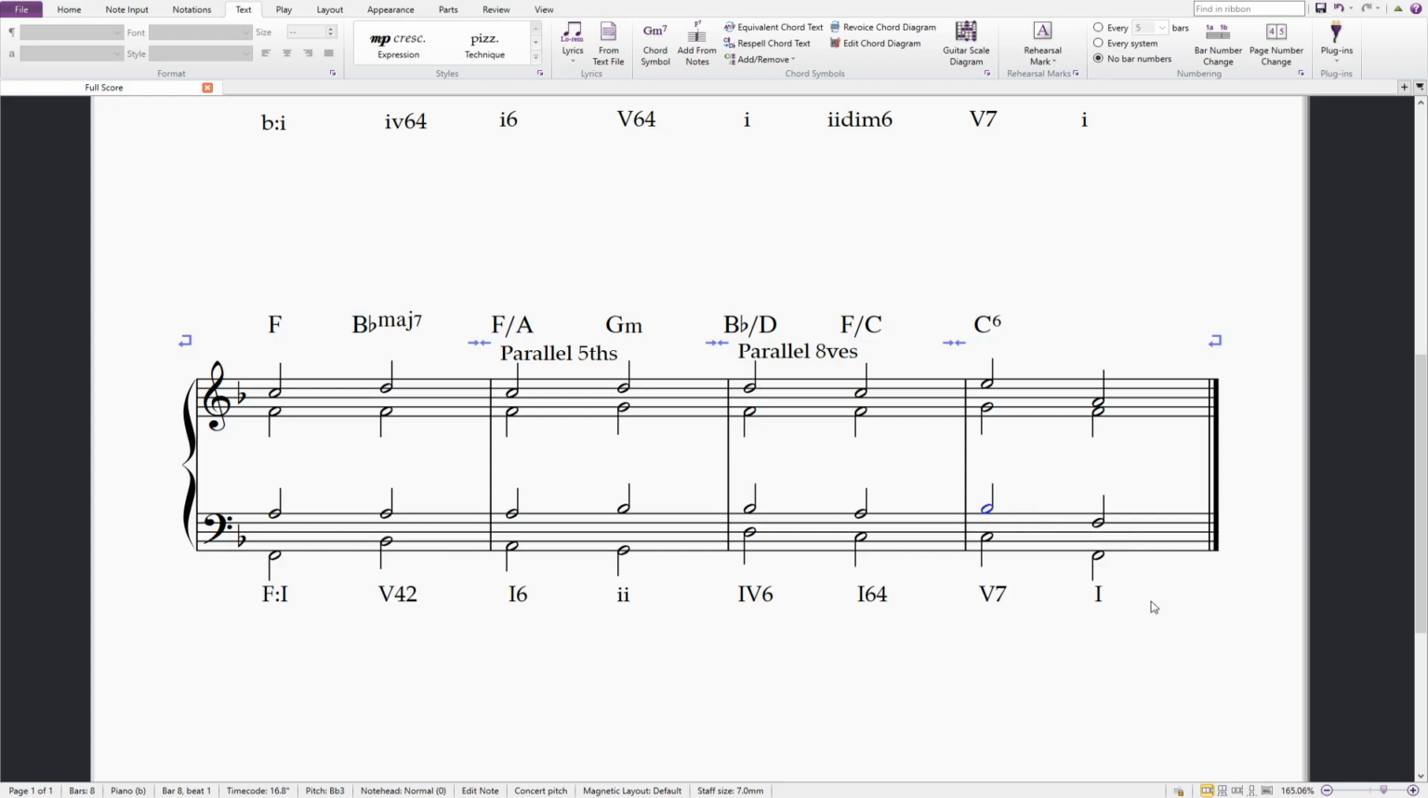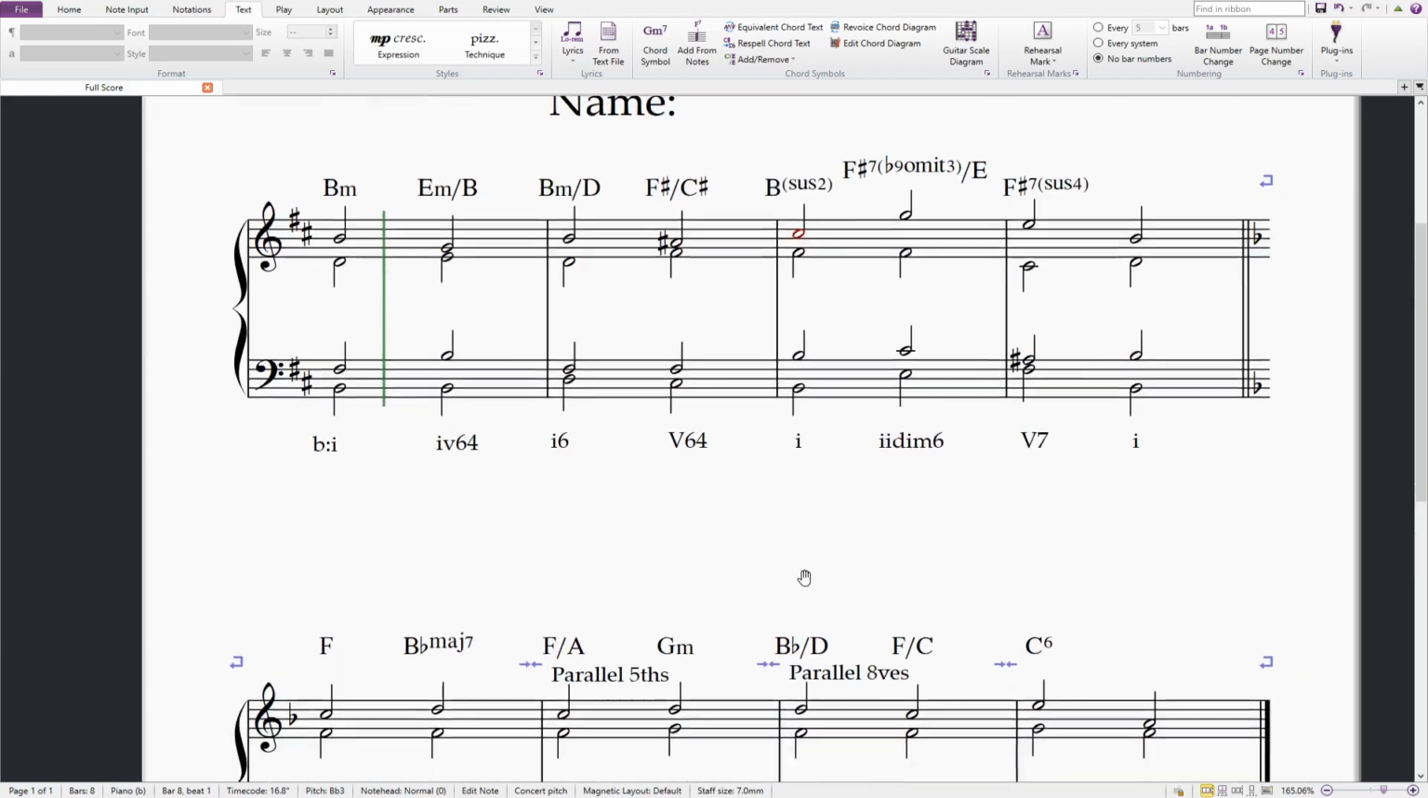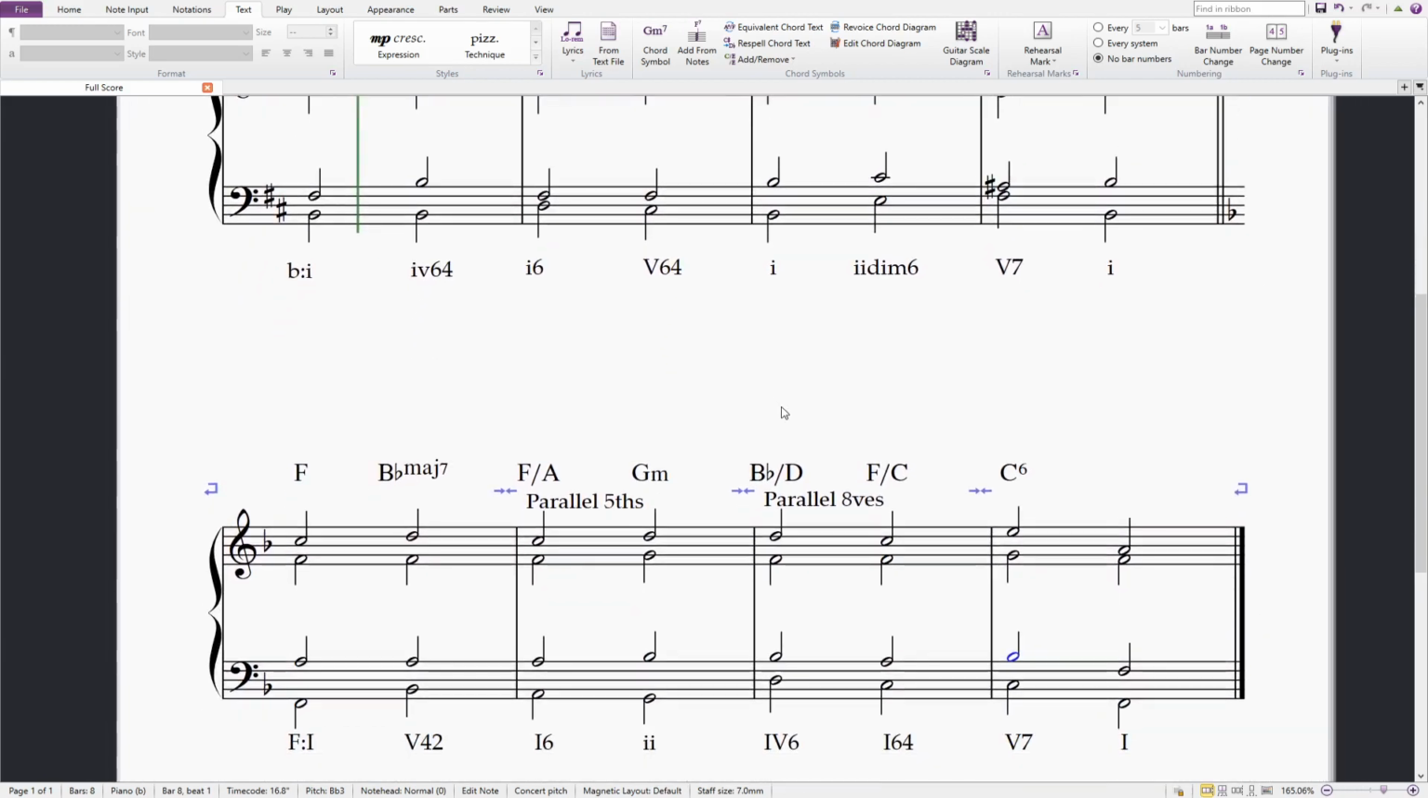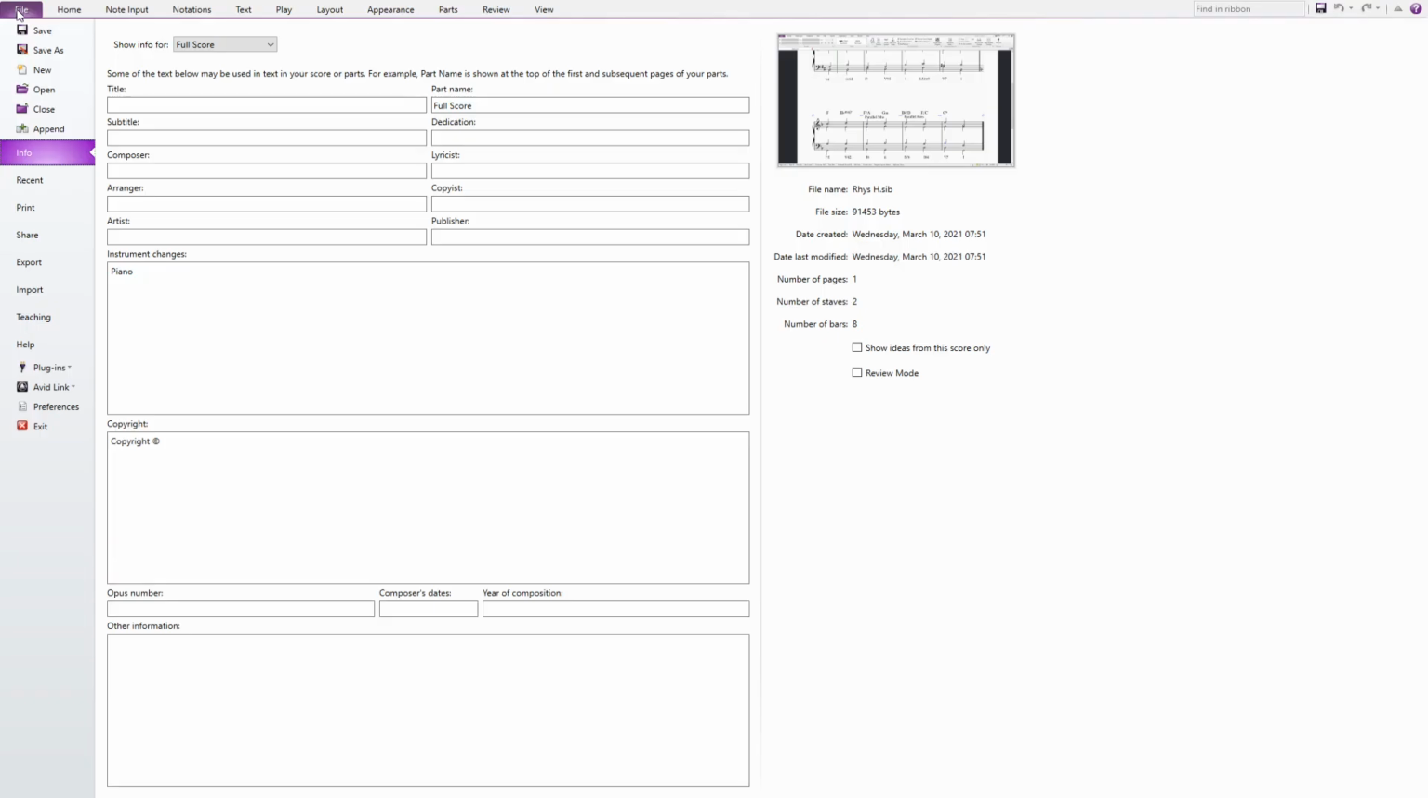All right, anyway, so not bad overall. The biggest thing here, Rhys, make sure that you spell your chords correctly. Okay? Gotta spell your chords correctly.